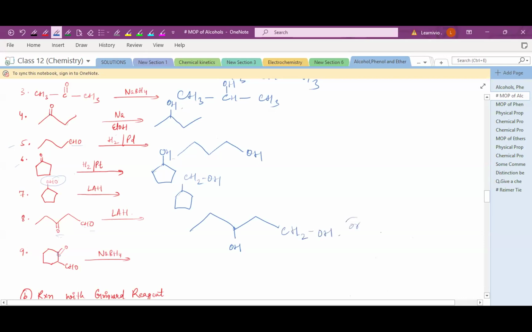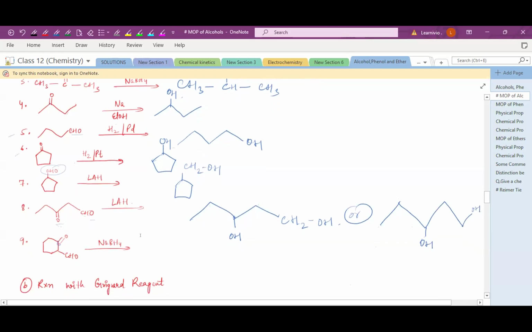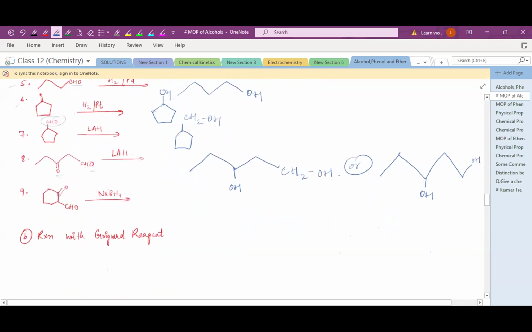That will be your answer. And you can also write like this: 1, 2, 3, 4, 5, five carbon, and on the third carbon, fourth and fifth carbon. But first, second, third carbon, OH group is attached here, the last terminal carbon. Now this one. Okay, so OH in place of this ketone, and CH2OH. It's good.